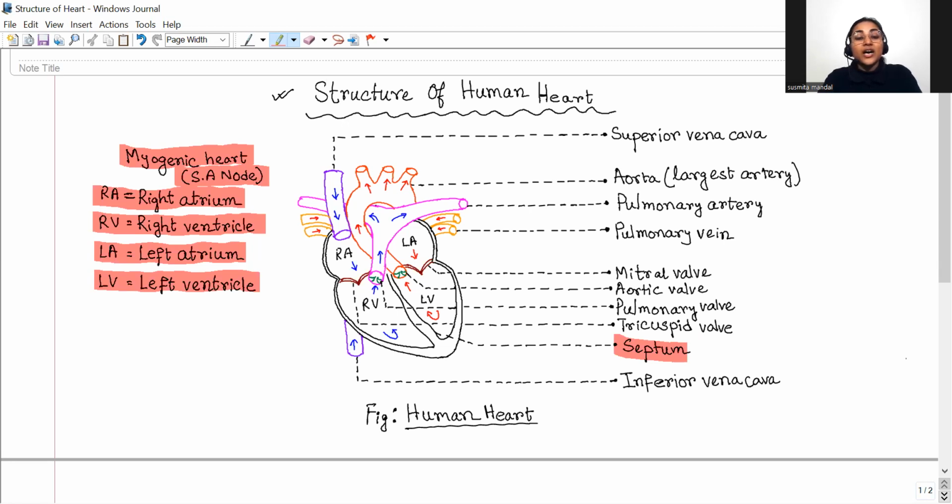Now, in the human heart, there are several valves. Valves direct the blood in one direction and prevent the backflow of the blood.